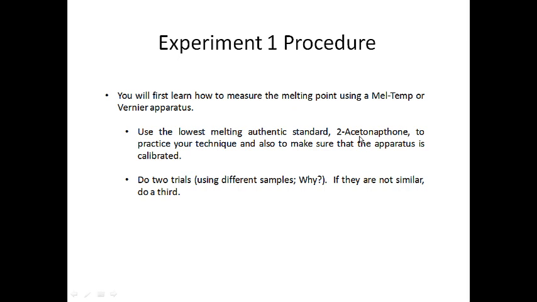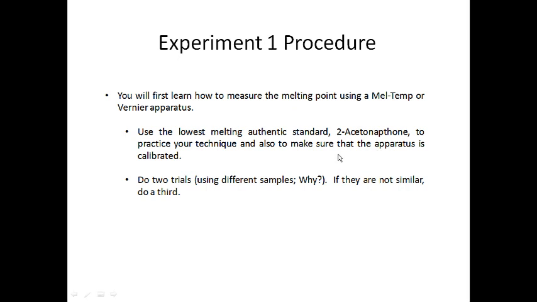I realize this is the first 2 weeks of class. We haven't talked about naming organic molecules, so this might as well be called compound A, but it's a compound called 2-acetonaphthone. You're going to take that sample and practice your technique and also compare the melting point that you get for this versus the literature value, and that'll give you some idea of how well the melting point apparatus is calibrated.